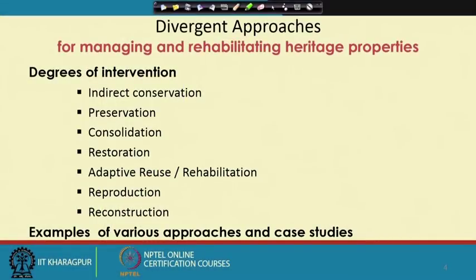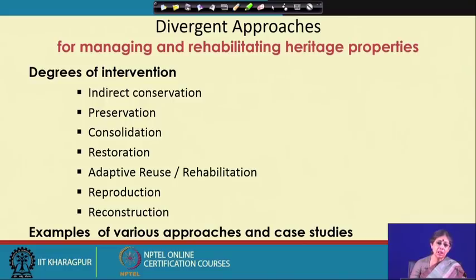Then there are other terms, reproduction and reconstruction. There are very world famous, international examples of reconstruction. We'll talk about what it actually means, what it signifies, and under what situation we take the decision to go for this approach. In this process, we'd like to see the basic terminologies, or rather than terminologies, I would like to say the divergent approaches under the broad umbrella of the term conservation.